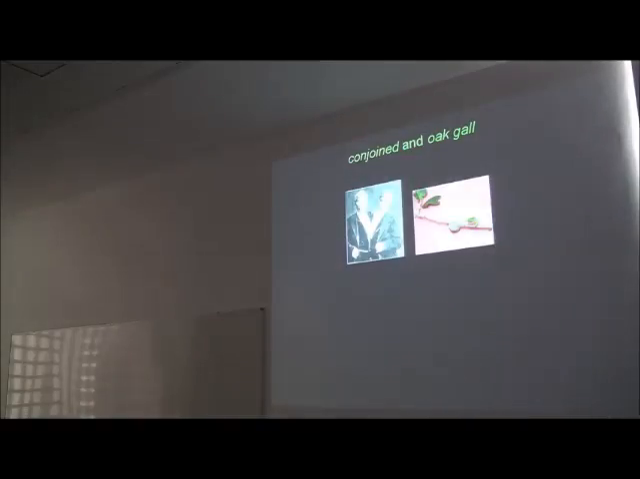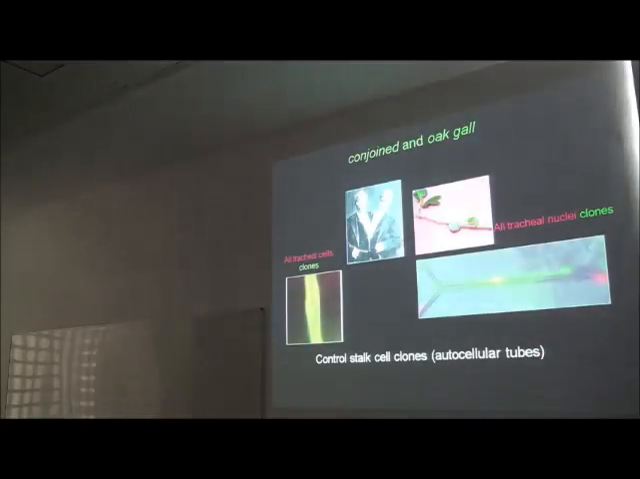Two mutations that we have been working on in the lab that we would call conjoined and oak gall. So people recognize conjoined twins. This is an oak gall. Many of you are probably not familiar with it, but these are actually insect-induced outgrowths that you find on oak trees. And we saw corresponding defects in the tracheal system that reminded us of these.